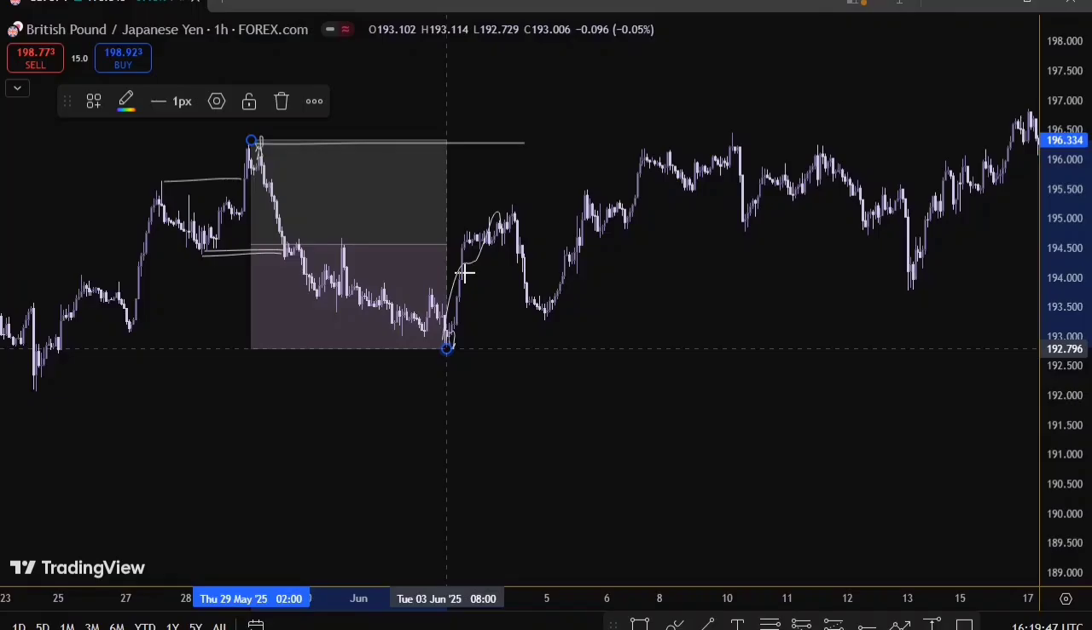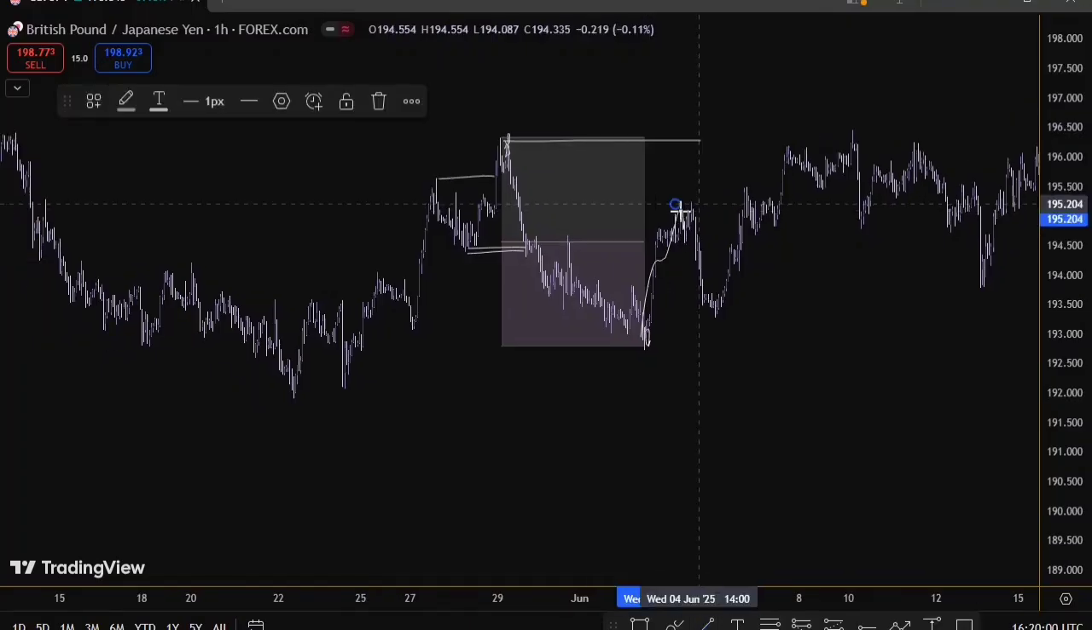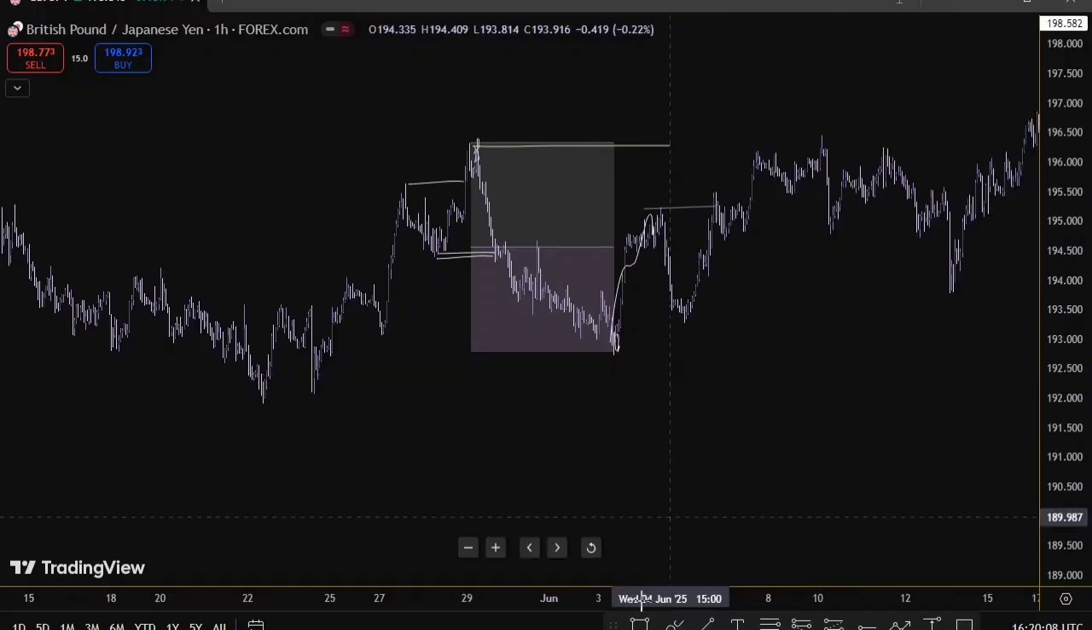So once we do that, what do we want to identify again? We want to simply identify liquidity being this high right here, and what model are we going to be using? Let's just use the normal order block, which is that price point.